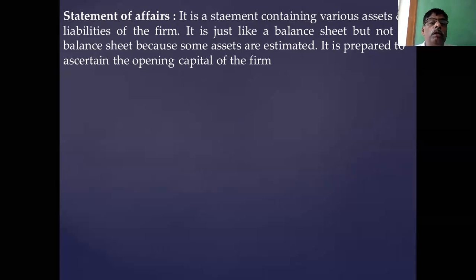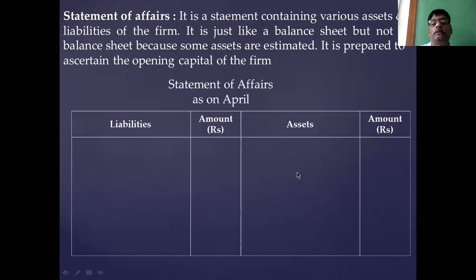This is the statement of affairs. And I'll show the format of statement of affairs. You see the statement of affairs. Statement of affairs as on, you write the date. I have given the month. According to the opening date, you write the opening date. Liabilities, amount, asset, amount. And in the liability side, you write creditors.